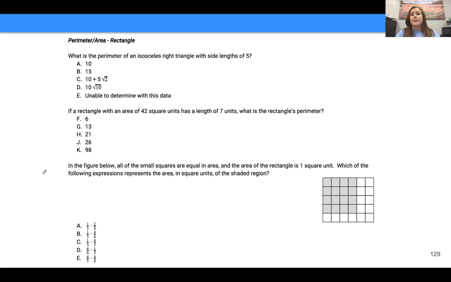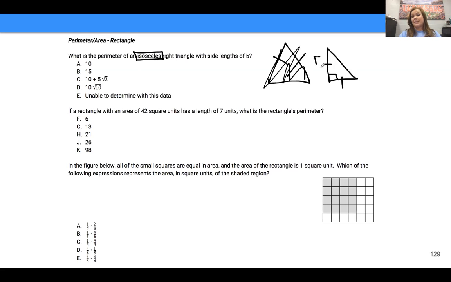So first one, what is the perimeter of a, keyword here, isosceles right triangle. If it's an isosceles, you're supposed to know from geometry that that means it is a triangle with 2 congruent sides. Whoa, I drew this totally wrong. Yes, isosceles right triangle. So it has a right angle, 2 congruent sides. So that means this side is a 5, this side is a 5. So you might be saying, how am I supposed to know what the third side is? Well, if it's a right triangle, you can always use Pythagorean Theorem.